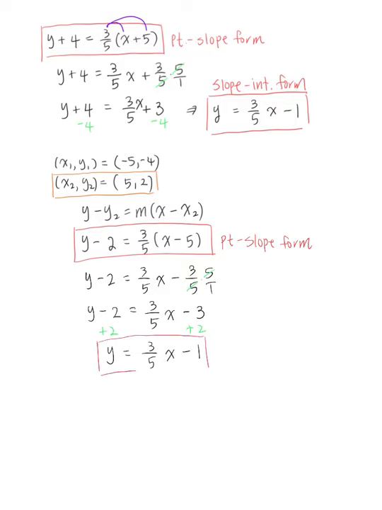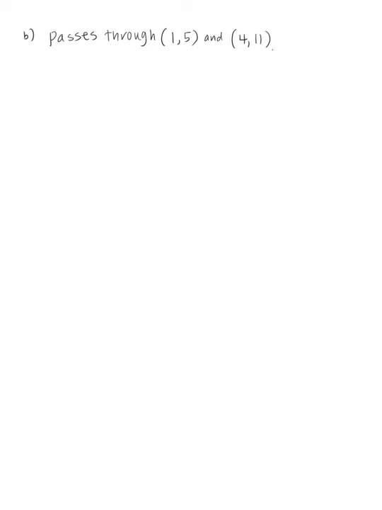Exactly the same slope intercept form that we got here by plugging in the x1 and y1 values. So again, your point slope form might look different, but at the very end, your final result will be the same. Let's take another example, part B. I want you to come up with the equation of a line that passes through the points (1, 5) and (4, 11). All right, ready?